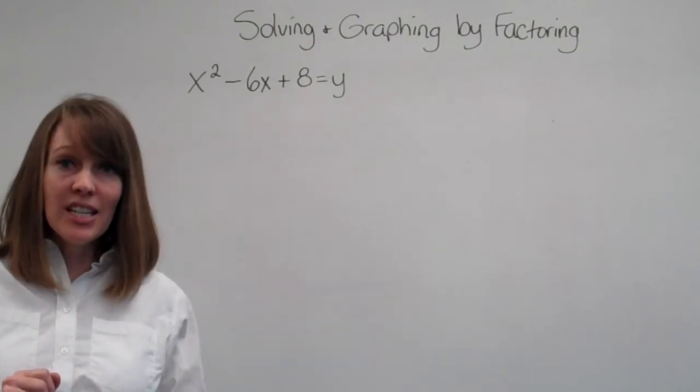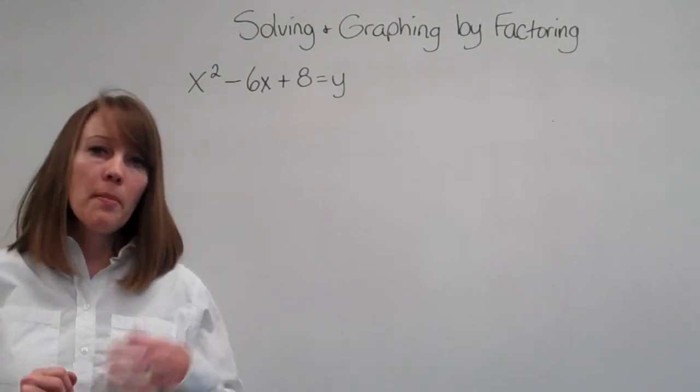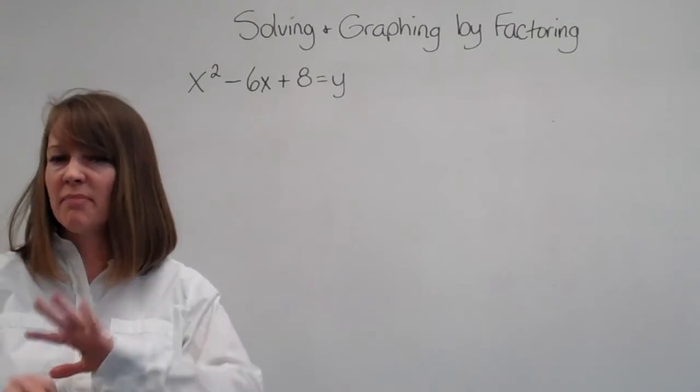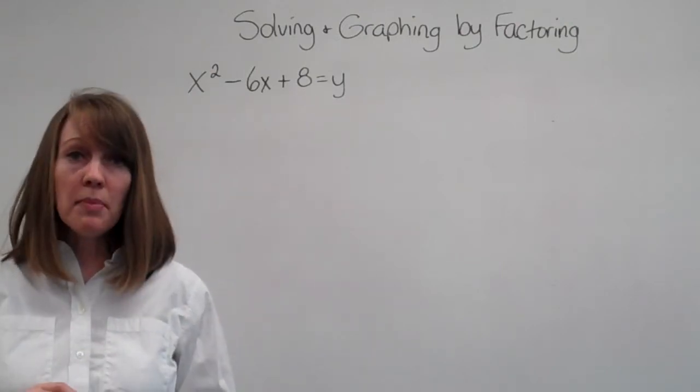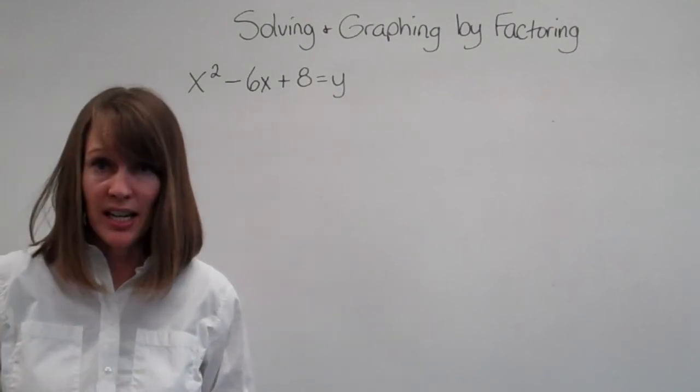We've done this using a t-chart. We found our line of symmetry using negative b over 2a. We plugged it in, we got a vertex, we plotted some points around it with the t-chart. We don't want to do that. We just want to be able to find our critical points, and we can do that by factoring, okay?